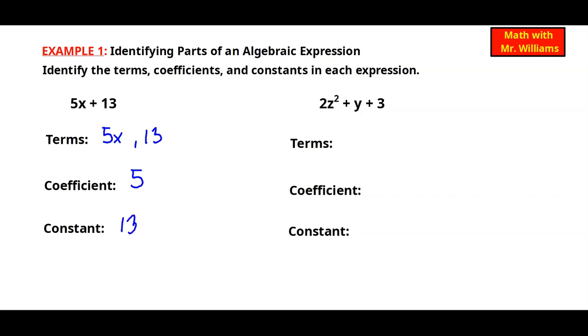We have 2z squared plus y plus 3. Well, our terms are 2z squared, the variable itself, y, and the number by itself, 3. All those are separated by addition. All right, the coefficients are 2, because it's being multiplied by the z squared. Now the tricky part is there is actually the number 1. Because there is one variable here, there is a 1 sitting out front of it. All right, the constant is the number by itself, so 3.